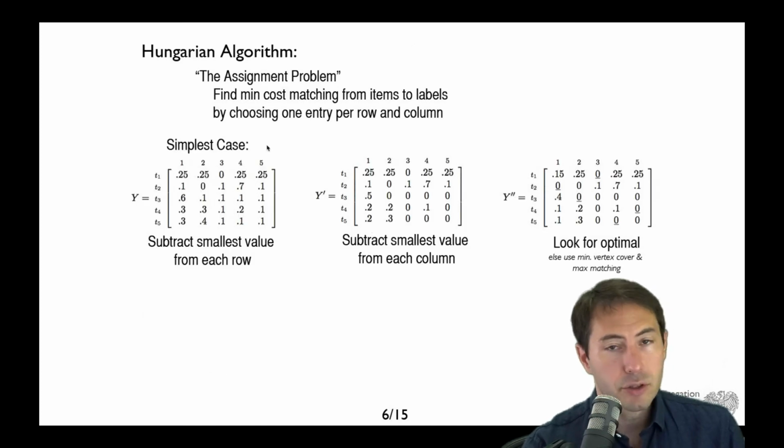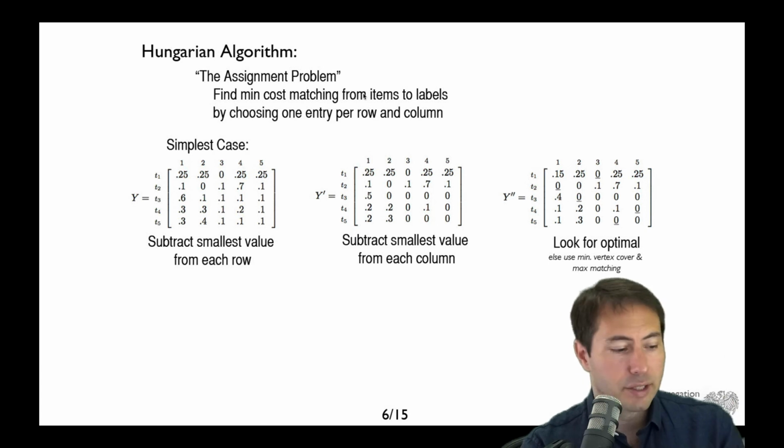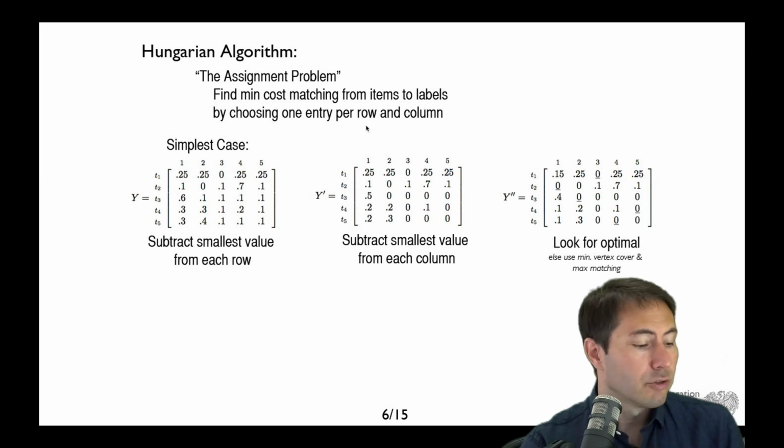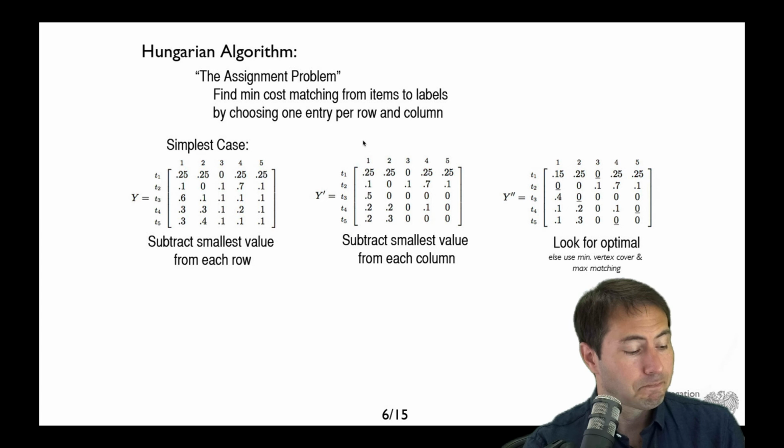I'm not going to go into this too much because it becomes a bit of a hassle to talk through, but there's a Hungarian algorithm that's called the assignment problem. And the question is to find the min cost matching from items to labels. So if you have an item, you'd like to give it a label. Items, in our case, T1 through T5 to labels 0 through 5. And your job is to find, by choosing one entry from each row, that is assigning each element, T1, a label, the minimum cost matching. And again, if it's minimum, you can always just transform it from maximum, which is the way I had been thinking about it, to minimum by doing 1 minus.